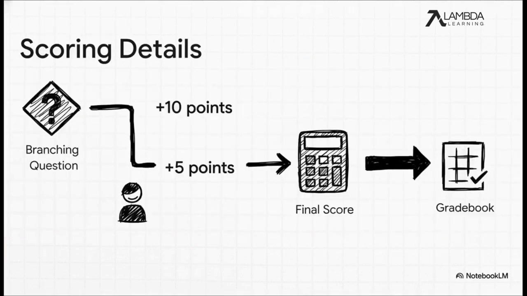So how does that dynamic scoring actually work? Well, it's pretty cool. For each answer inside your branching questions, you can assign it a certain number of points. As the learner goes through their path, the system just adds up all the points they earn. And as soon as they hit an endpoint, that final score gets sent right to the gradebook, automatically.